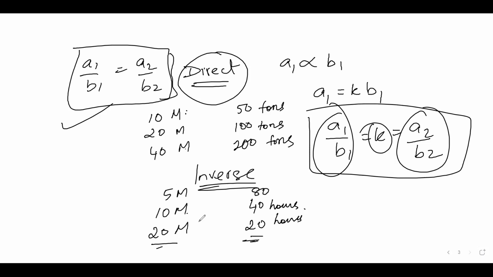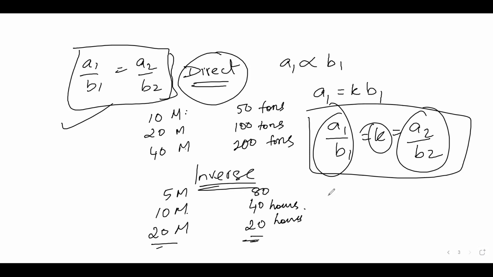So as you can see, in direct relationship both were going up and both were going down: if machines were going up, the output was going up, and if the machines were less, the output was less. In inverse relationship, machines are going up, the time frame is going down. More machines, less time; less machines, more time.